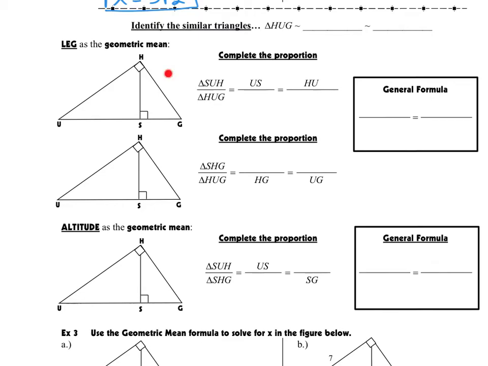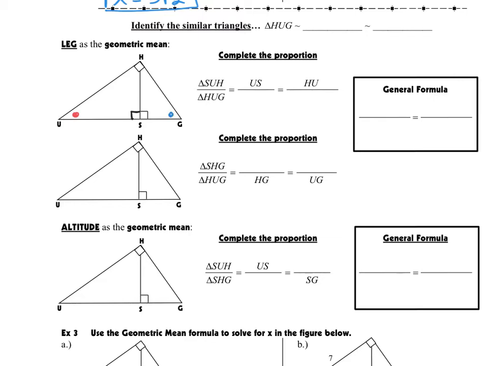What we found is that in this picture, there are actually 3 triangles here: the big right triangle, a triangle on the left, and a triangle on the right. It happened when we had a right triangle and then we drew the altitude from that right angle. And we found that we had 3 similar triangles.